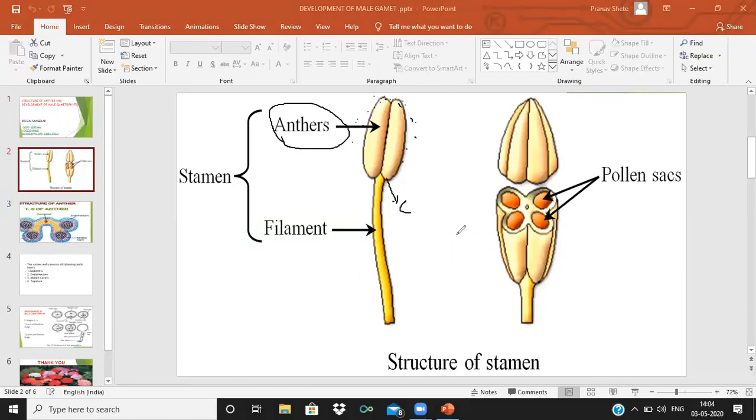This is the young anther, and it is a bilobed anther. Anther may be monothecous or dithecous. Monothecous means the anther consists of two locules or two sporangia, but the dithecous anther consists of four locules or sporangia. This is the dithecous anther consisting of four sporangia. It is said to be tetralocular, or it is also called tetrasporangiate.